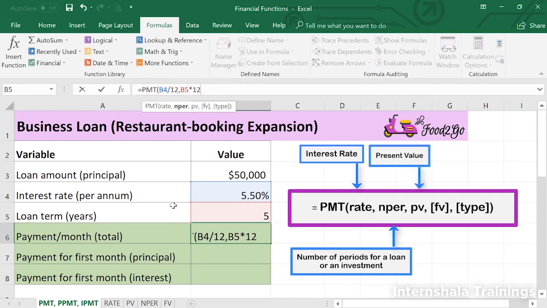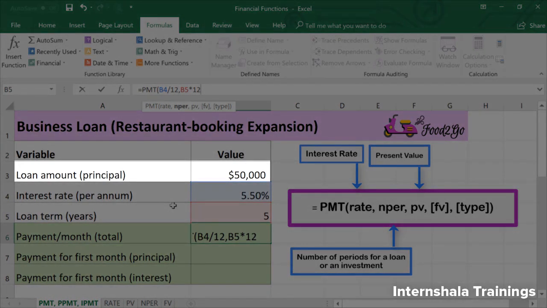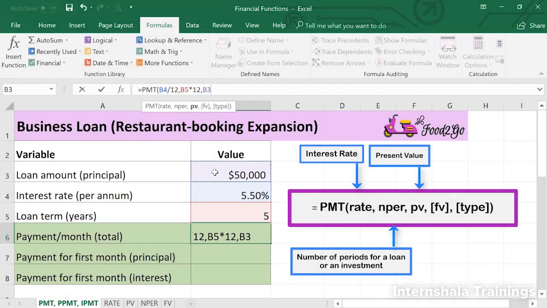Moving on, PV stands for present value, where we need to input the principal amount of the loan. This is a straightforward cell reference. Now you may have noticed that the last two terms, FV and type, are in square brackets. The square brackets mean that these terms are optional. We can leave either or both of them out if they aren't relevant, and the function will work fine.